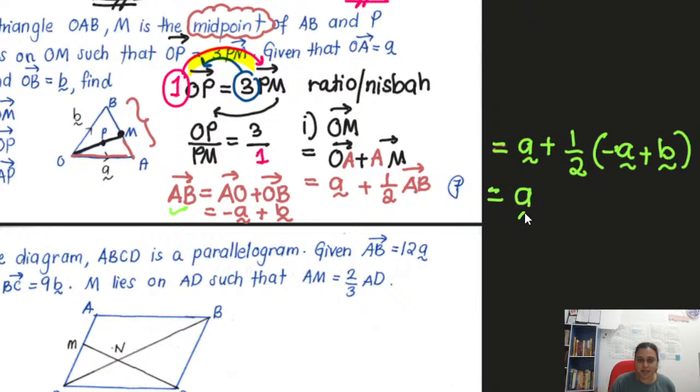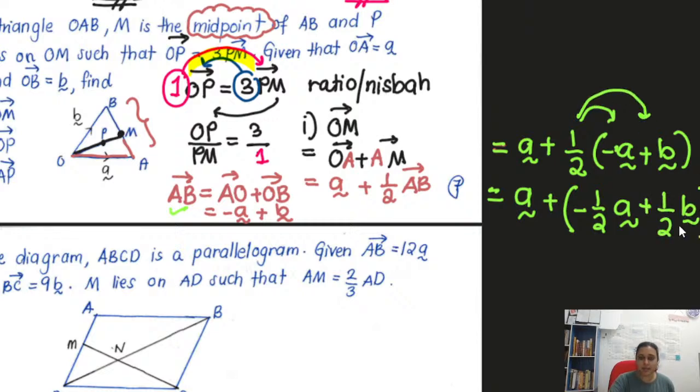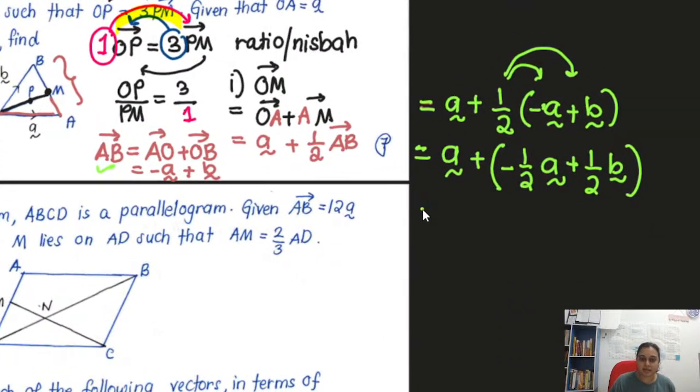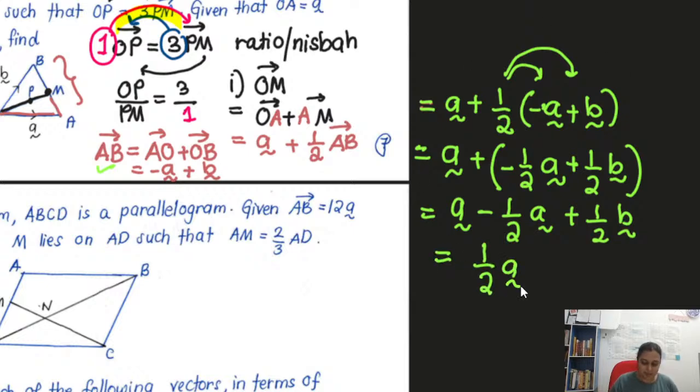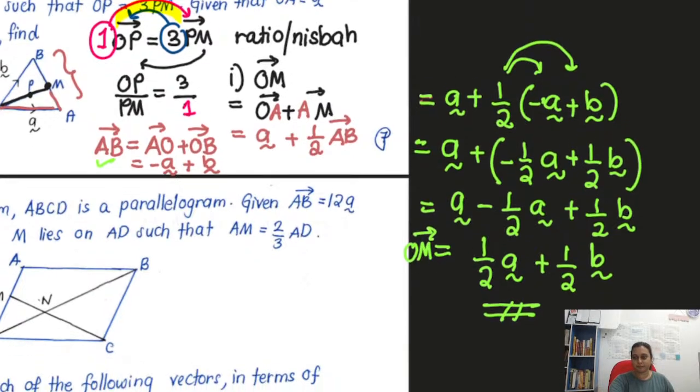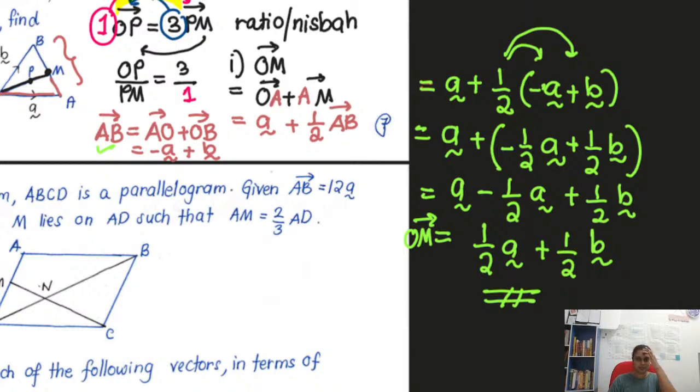Okay, understand? Okay, A. Here we multiply in, we expand. So negative 1/2 A. Then 1 over 2, here will be 1/2 B. Okay, then you open up the bracket. It will be minus. Okay, then will be plus. So the A we solve first. 1 minus 1 over 2, we get 1 over 2 A plus 1 over 2 B. So this is the answer for OM, for OM. Okay, can understand?